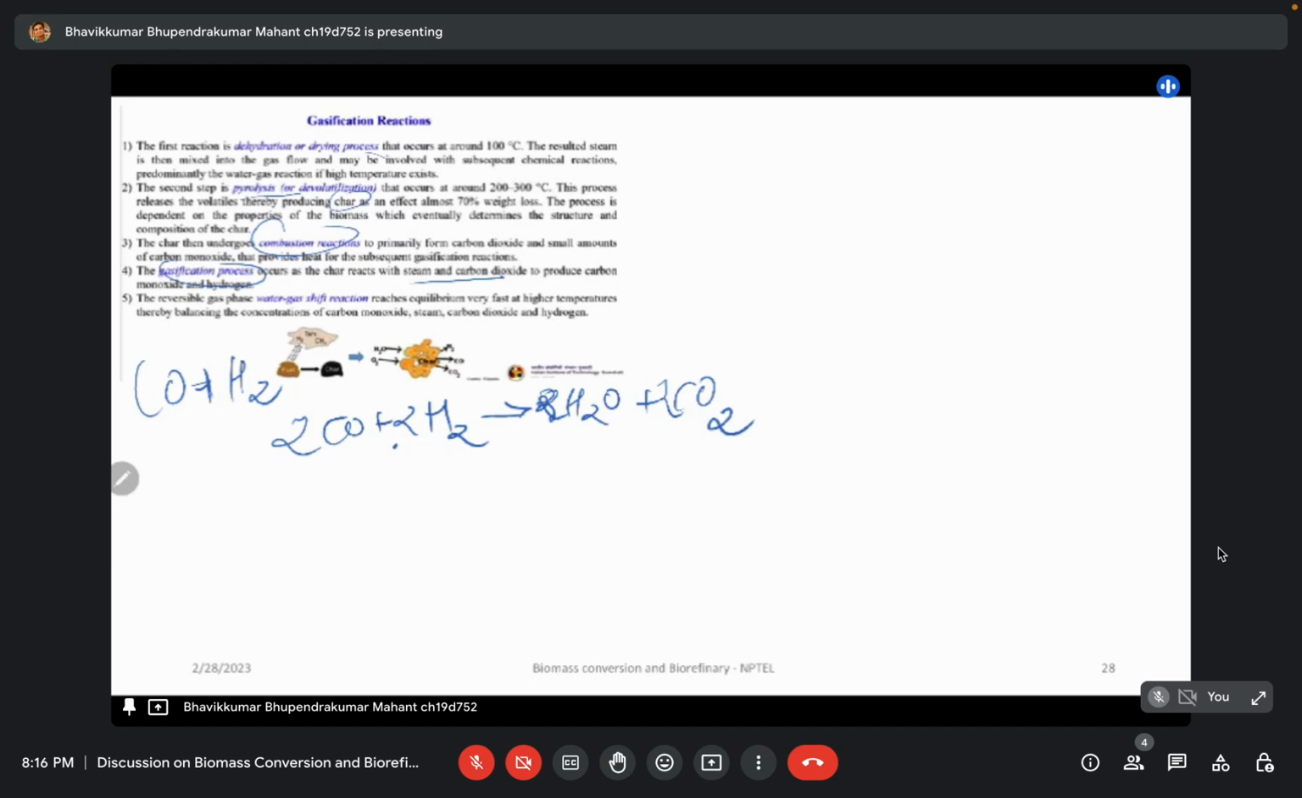Anyway, you can balance it out, but it's like that. Carbon monoxide and hydrogen react with water, and CO2 will be obtained. It's the water gas shift reaction, so it will attain equilibrium.